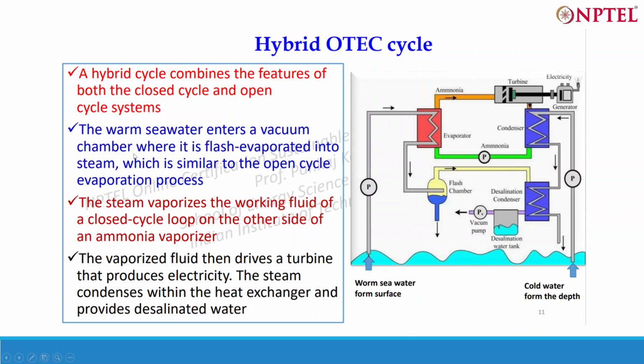The warm water enters a vacuum chamber where it is flash evaporated. After the evaporator, it enters a flash evaporation chamber, which is similar to the open cycle evaporation process. The steam vaporizes the working fluid of the closed loop on the other side of the ammonia vaporizer. The vaporized fluid then drives a turbine that produces electricity. The steam condenser within the heat exchanger provides desalinated water.